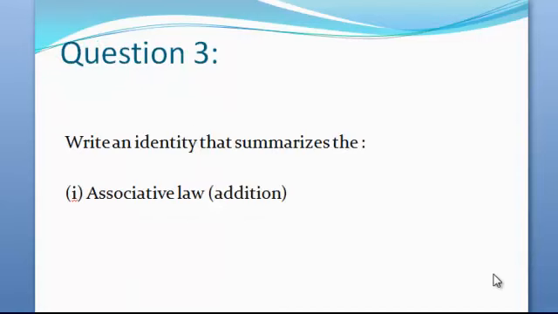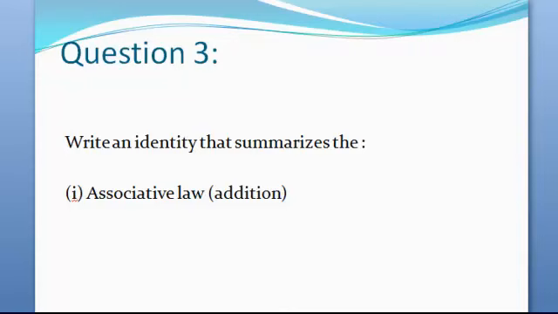Question 3. Write an identity that summarizes the associative law under addition. Now, what is the associative law? The associative law basically governs arithmetic operations, and it relates to the arithmetic operations that have to do with addition and multiplication. And it basically says that when you're adding numbers or multiplying numbers, the way how you group them does not affect the sum or the product that you would get as the result. So let's look at the answer.